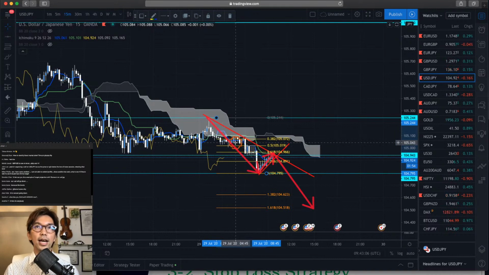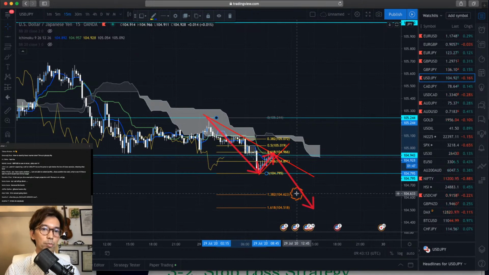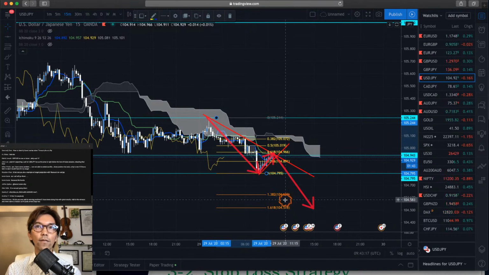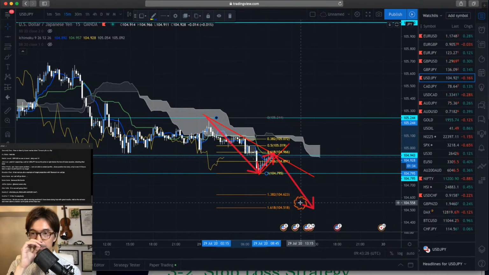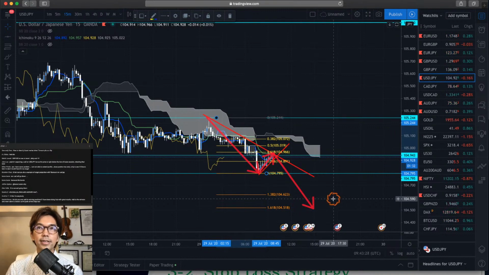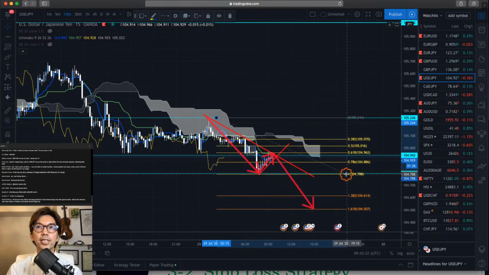So in this case, if the market keeps going down this way, then most likely the price will stop once between the 104.623 area and the 104.518 area. So yeah, these will be confirmed by using this Fibonacci extension tool.